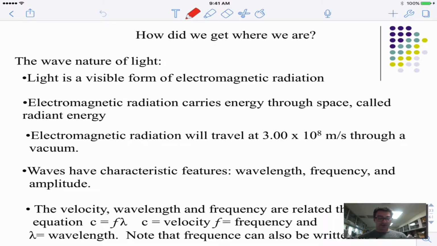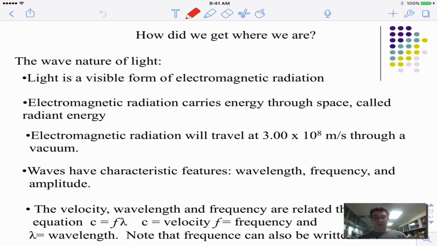So what we know about electromagnetic radiation is when we think of it as a wave, it travels through a vacuum at a speed of 3 times 10 to the 8 meters per second. And these waves have characteristic features to them. So they have a wavelength, they have a frequency, they have an amplitude, and then they have their speed.